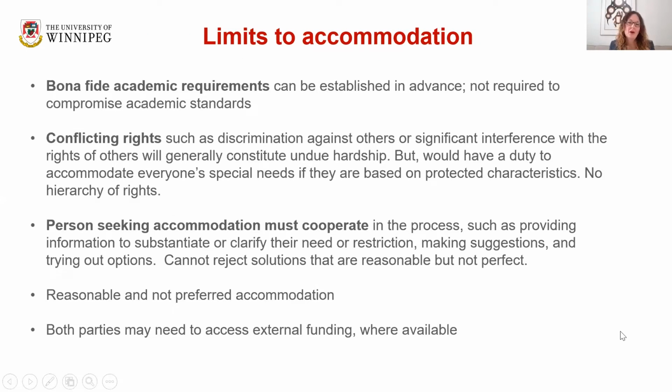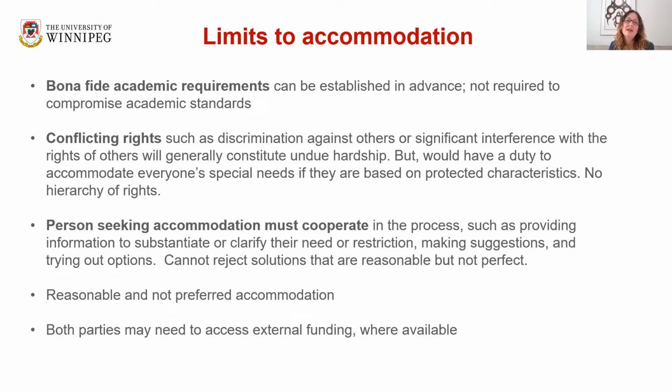Now, what are the limits to accommodation? So there are some limits. Of course, as I mentioned, undue hardship is one limit. There's also bona fide academic requirements. So in general, in a class, there are particular things that have to be demonstrated by a student. And so we're not required to compromise academic standards or change the key standards in the course. So there are times when, for example, someone has to demonstrate their writing ability, or they have to demonstrate some other aspect of the class. So those bona fide academic requirements are one potential limit.